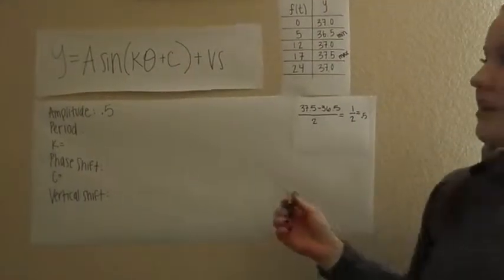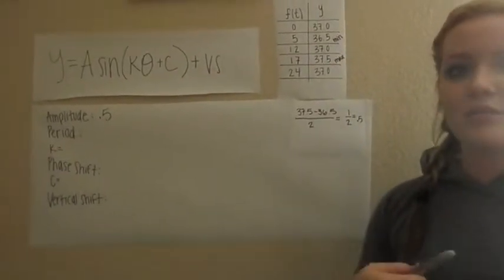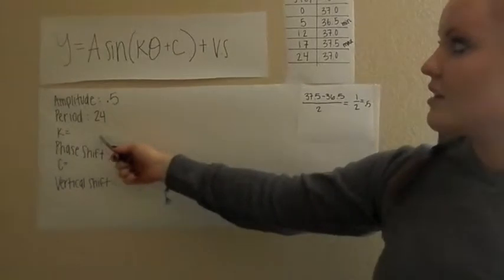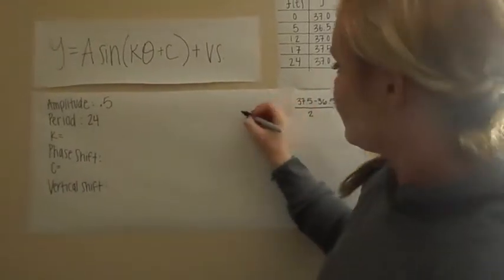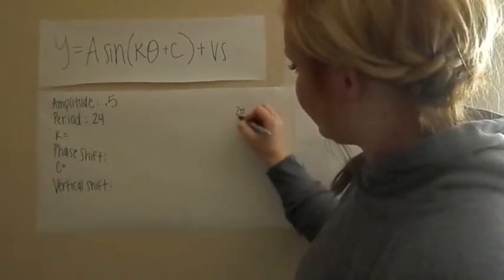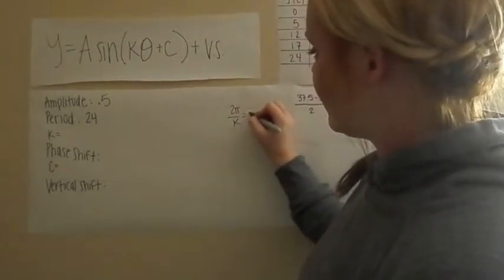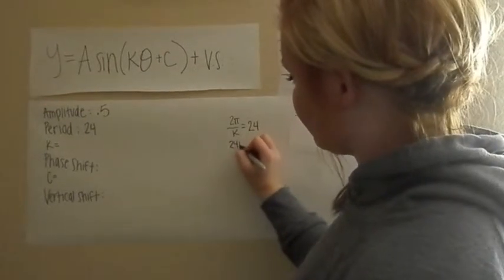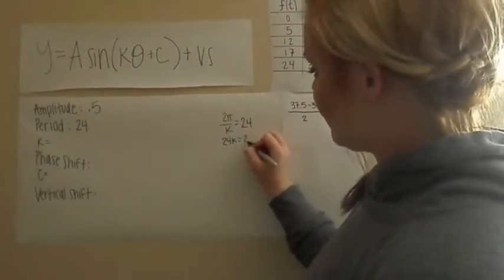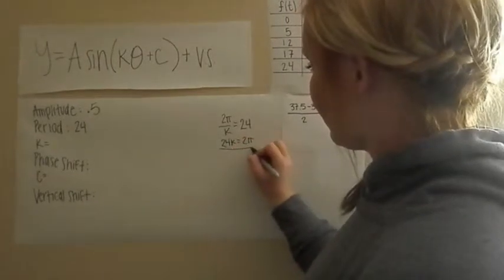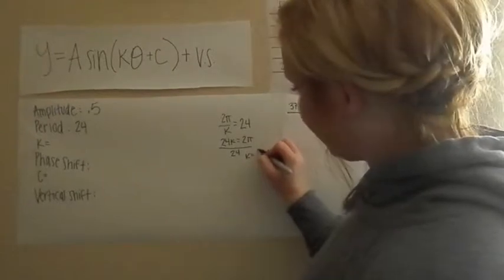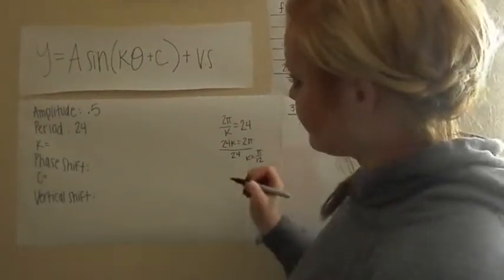And the period is 24 hours because it's the rhythm throughout one whole day. And in order to find k, to plug into the equation, we have to get 2 pi divided by k, and set that equal to 24, which is the period, and we will cross multiply, so we get 24k equals 2 pi, and we're going to divide that all by 24, and we end up with k equals pi over 12.